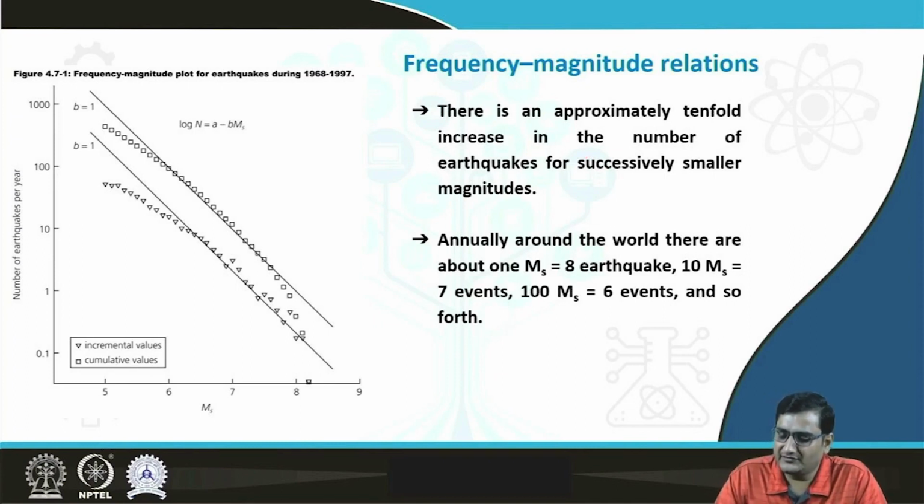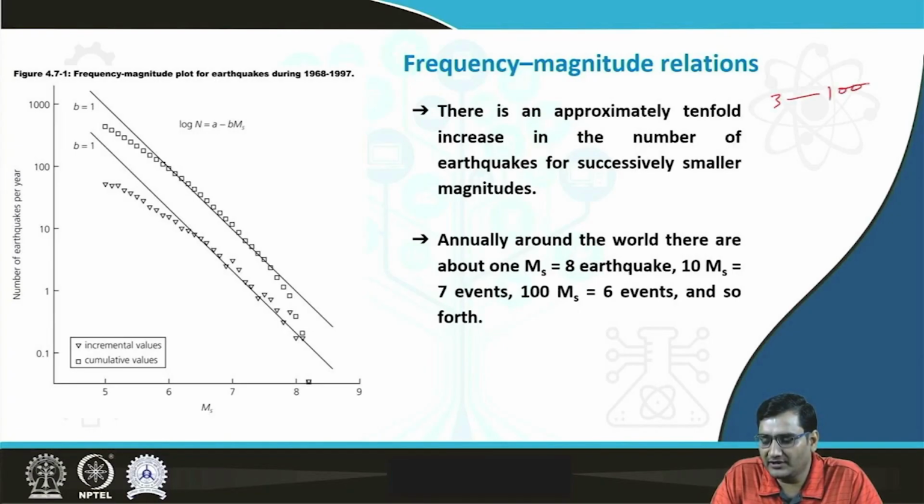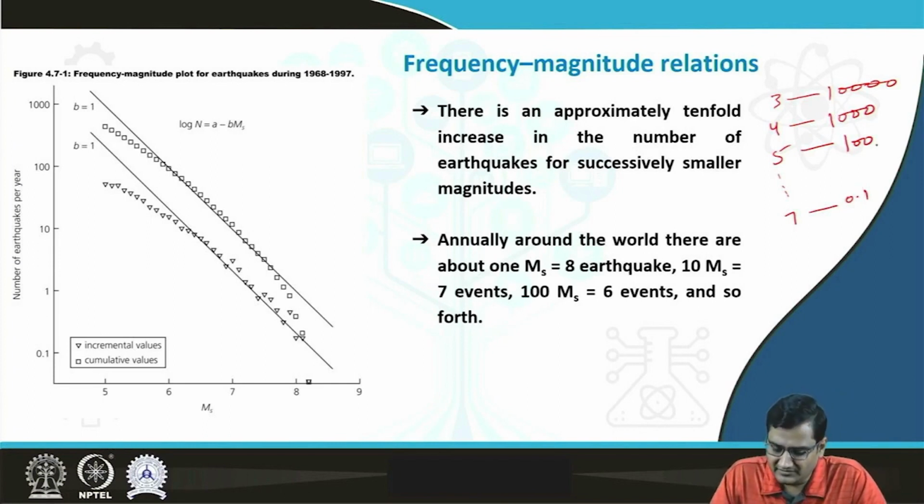Which means that if you compare the earthquakes, let's suppose the number of earthquakes for magnitude 3 is around 1000, or maybe 10,000, then the number of earthquakes for magnitude 4 will be approximately 10 times lesser, that means 1000. Similarly, for magnitude 5, it may be around 100, and so on. Likewise, for magnitude 7, maybe 0.1. So this says that there is an approximately tenfold increase in the number of earthquakes for successively smaller magnitudes. This is just an example given here.